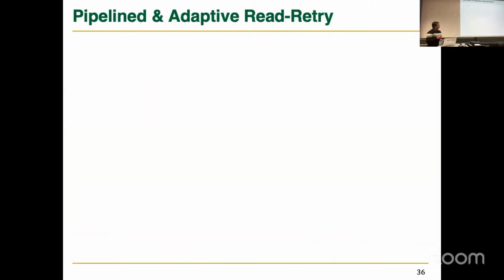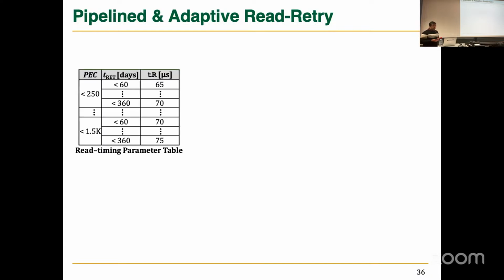When we combine this adaptive read-retry and pipelined read-retry operation, we basically implement a read timing parameter table where we store the current P/E cycle and the retention time and the tR values based on offline profiling.